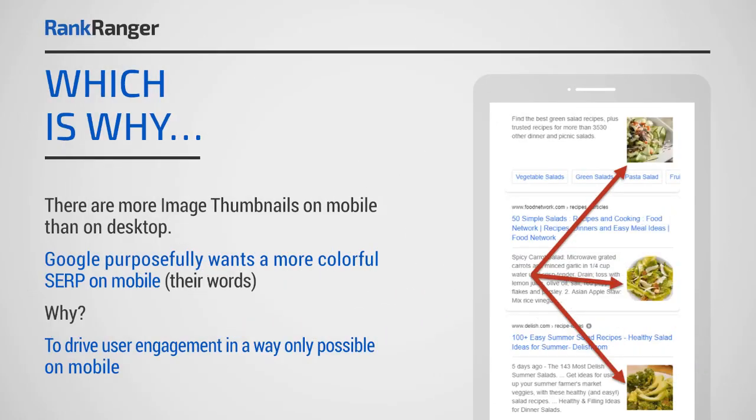With that, now we can actually start answering all of these questions. So let's go through them one by one, right? We had this whole question about image thumbnails. Why more image thumbnails on mobile than on desktop? Well, Google actually told us this one a couple of months back, maybe a year ago. Google said, hey, we're going to increase the amount of image thumbnails on mobile because we want a visually stimulating SERP. Which is their words. I didn't say that. They said that. Why? Why do they want a more colorful visual SERP? Because there's increased user engagement on the mobile SERP.